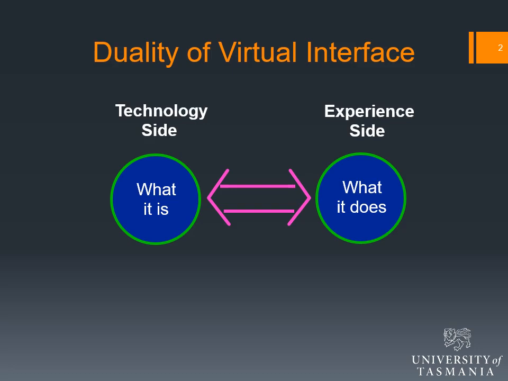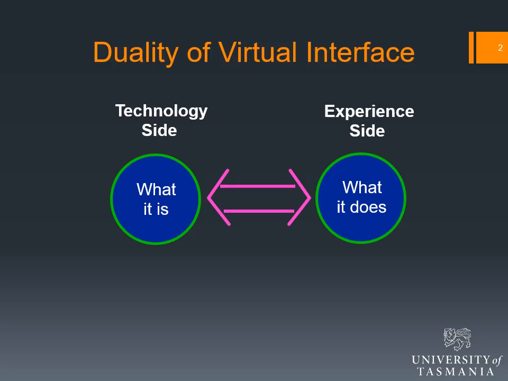So there are two sides to it. One side, on the left-hand side, is the technology, and it describes what the technology does. On the right-hand side is the experience side, which is what interface design is actually involved in. This translates what the technology can do into what it actually does. The purple link in the middle gives you a sense of how they connect together.